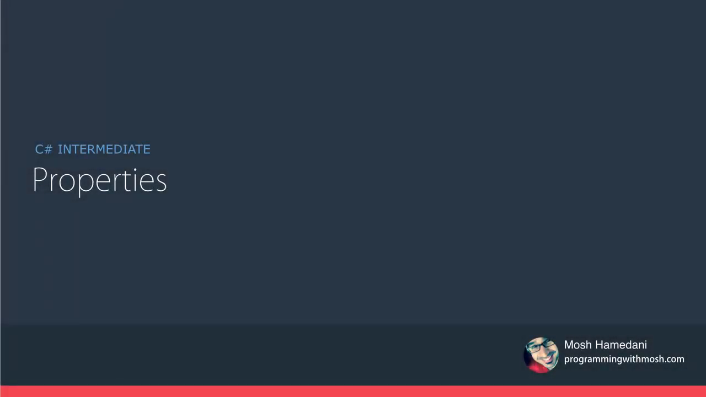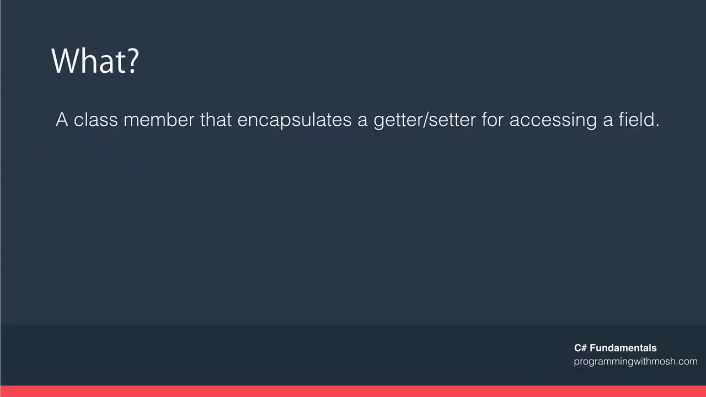In the last lecture, we talked about fields and encapsulation. You learned how to write a getter and a setter. In this lecture, we're going to continue that topic and see how properties can help us achieve the same thing with less code. So what is a property?